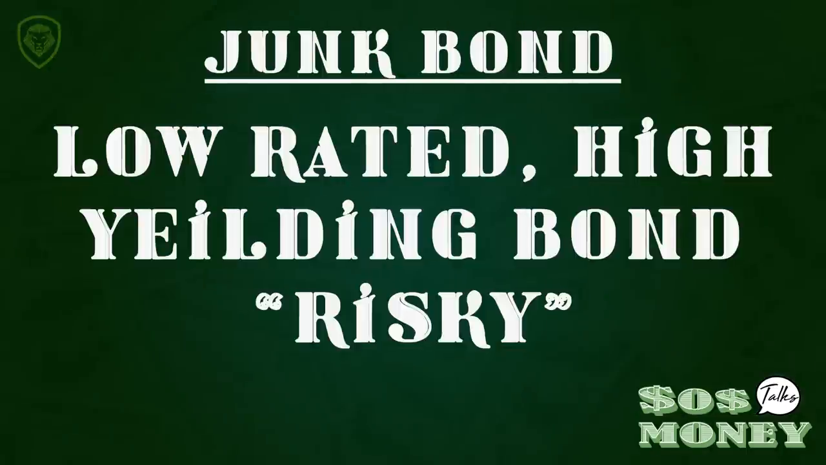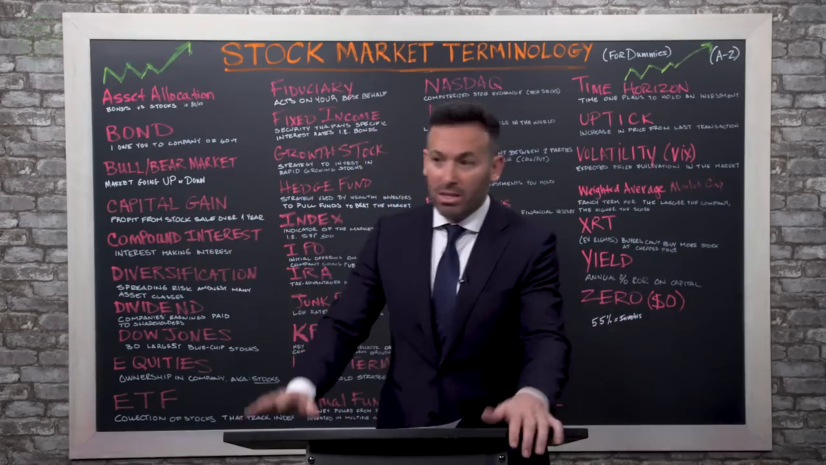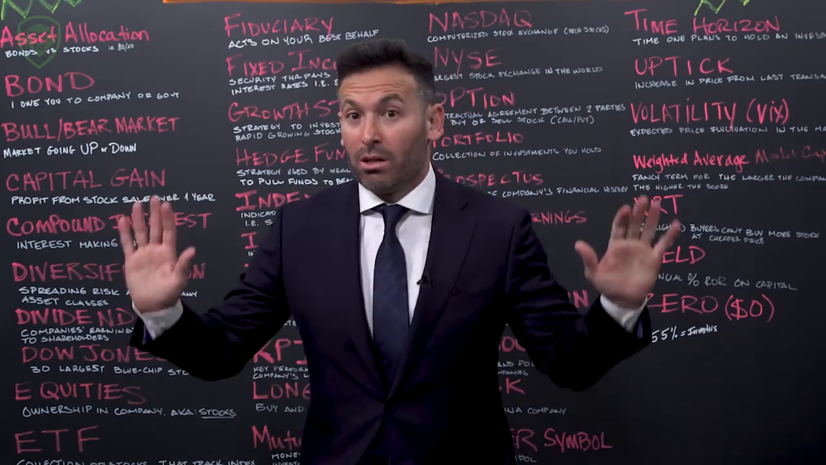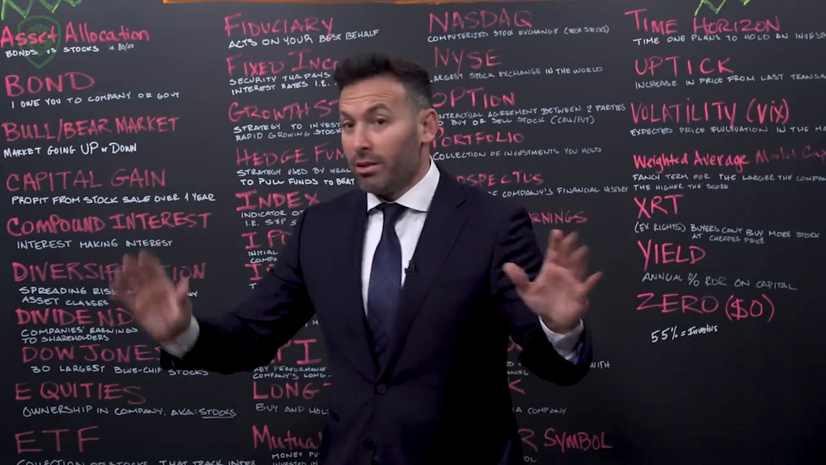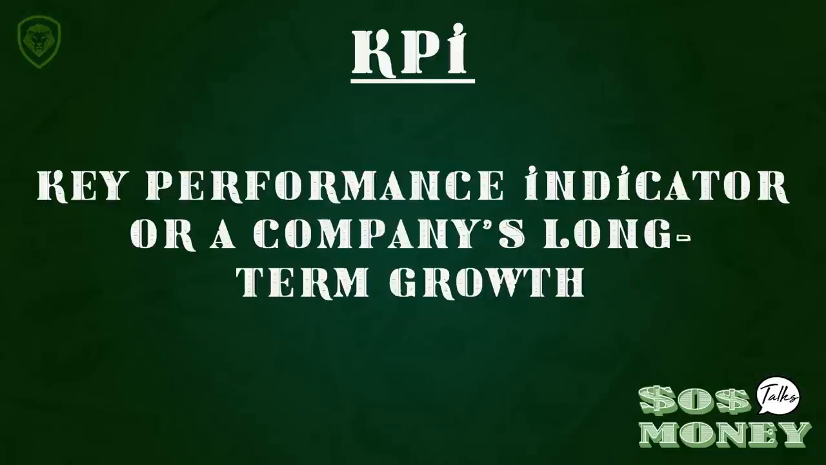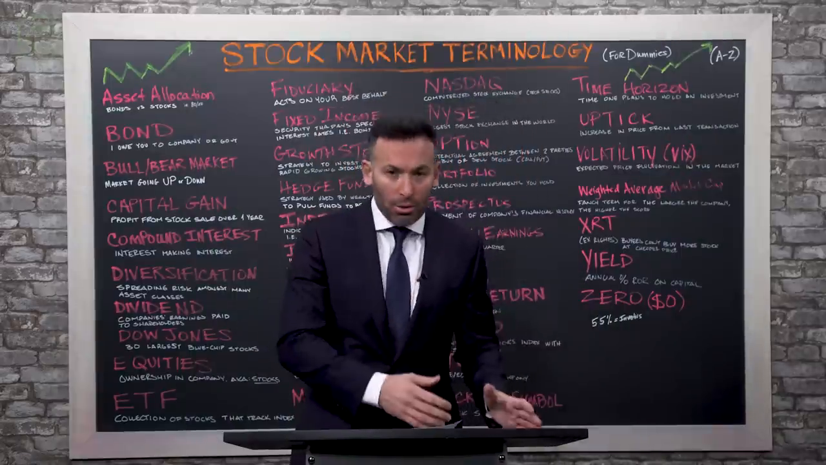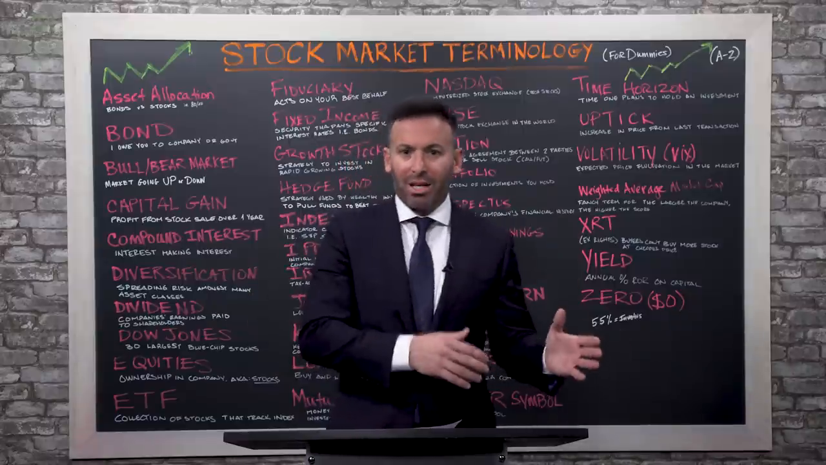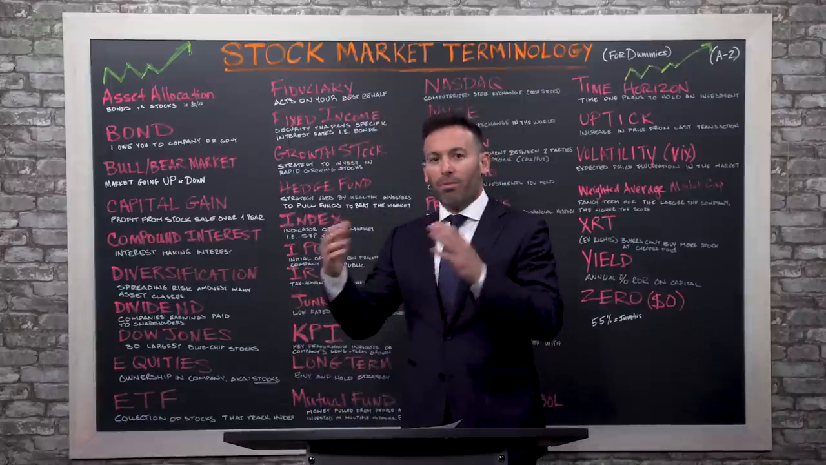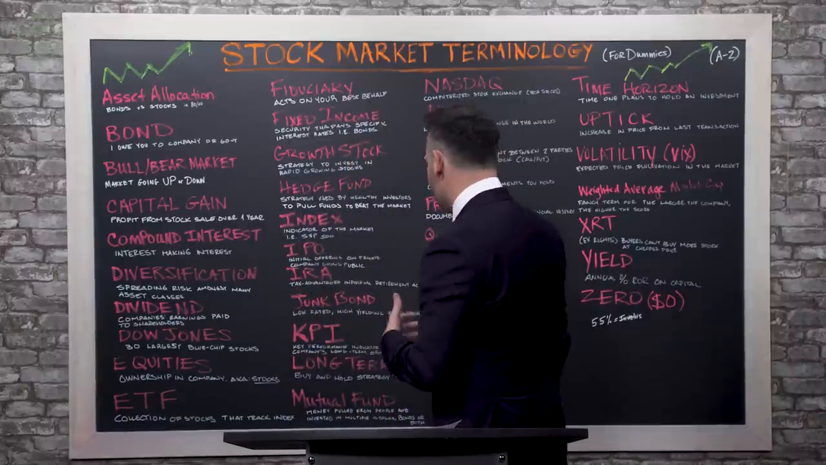Then you got junk bonds. These are low-rated, high-return, highly risky bonds. Junk bonds. So someone says, yeah, I'm a junk bond investor. It's like, good luck with that, buddy. Cool, that's a junk bond. Then you got KPI. KPI stands for Key Performance Indicator, or a company's long-term growth trajectory. KPI, Key Performance Indicator. Say that three times fast.